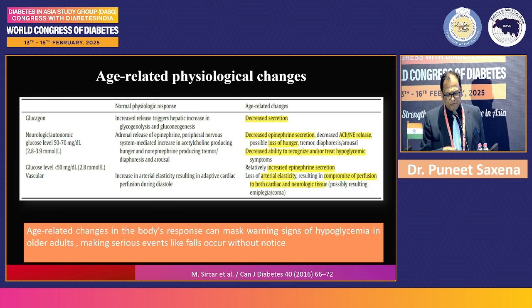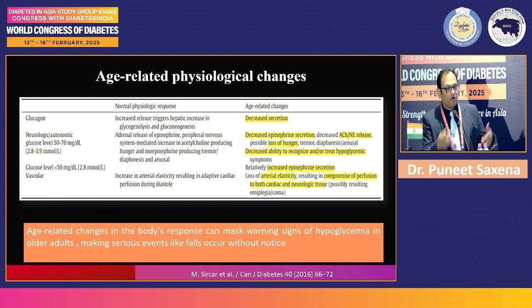Age-related physiological changes come in with age, and you just see how the glucagon is behaving. Glucagon is declining. If you see the response to hypoglycemia, whether neurologic or autonomic, there is decreased epinephrine secretion when there is minor hypoglycemia. That is one of the reasons for hypoglycemic unawareness. Old age people will have decreased epinephrine.